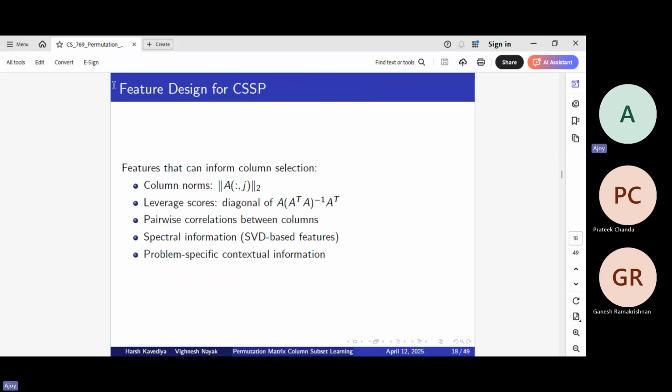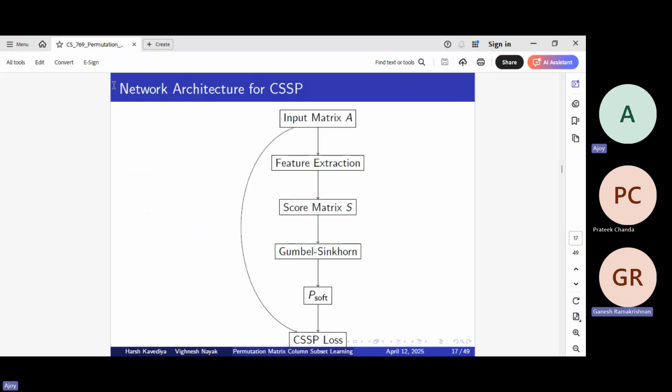So for getting the scoring matrix, we can use different kinds of information. I thought you only said that you use a neural network to get your S, right? S is the scoring matrix. For the neural network, we can use multiple pieces of information. So you're saying those are features that affect the neural network. Yeah, those are the different features that can be given to the neural network as input.